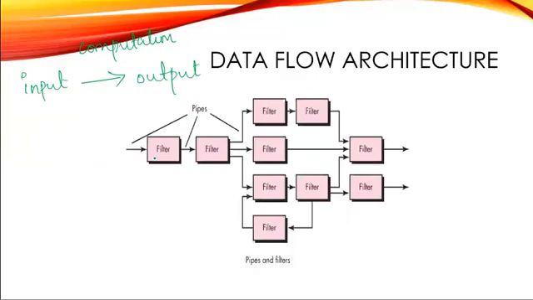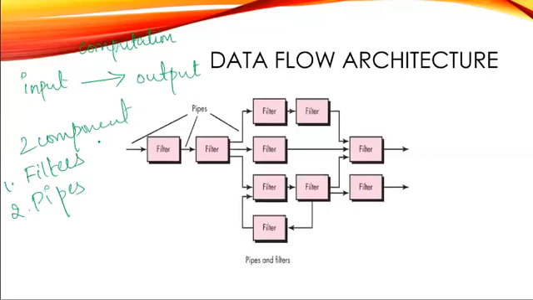Now within this data flow architecture, you've got two components. What are those two components? The two components are filters and pipes. Now, what are filters and what are pipes? A pipe is going to transmit data from one component to another. That is, if you can see, it is just fetching data from filter 1 and giving data to filter 2. Its job is just to transmit the data. Pipes are going to transmit data.